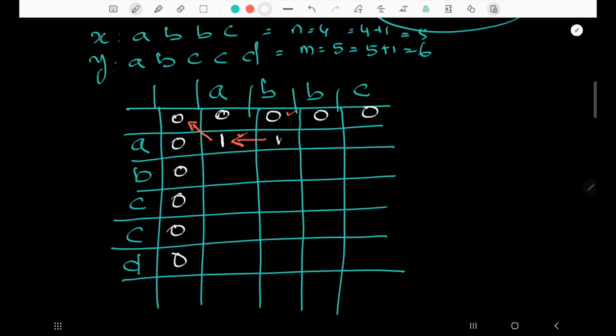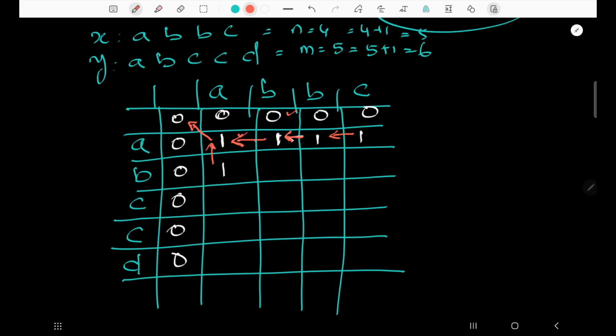A and B again are not same, so the maximum of either the left side or the top, and the maximum is the left hand side. So I take the 1 from the left hand side. Then A and C not same, so I take this one and the value is 1. B and A not same, so this is the maximum, so I put 1. I took this one from here.